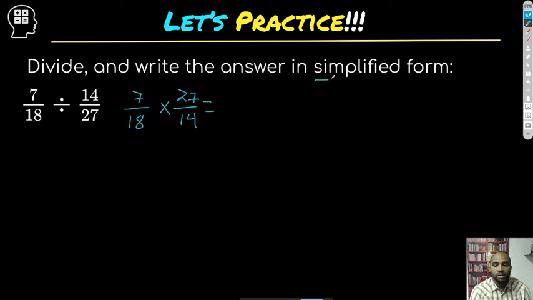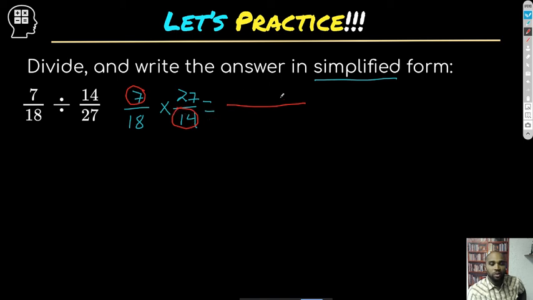All right, since I want to simplify the answer, I'm not going to do 7 times 27. That's going to be a big number, 18 times 14. I'm really just going to simplify, start breaking this down into smaller numbers. Now, I'll be honest with you, that's not the way I do it, because I started to realize that this 7 and 14 have something in common. So they can both divide by 7.